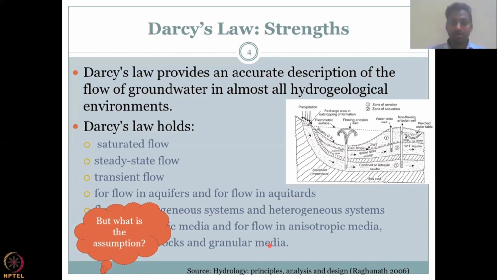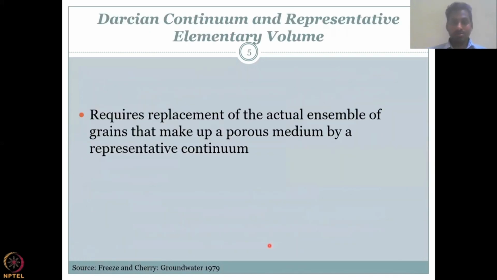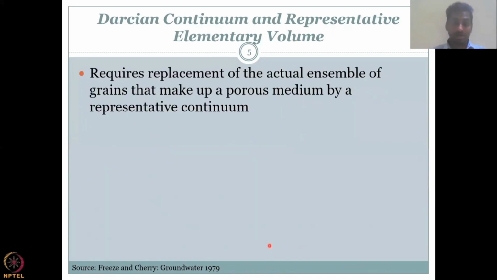With this, I would stop, just showing what is going to come for the next lecture, basically the representation of Darcy's law in microspace.